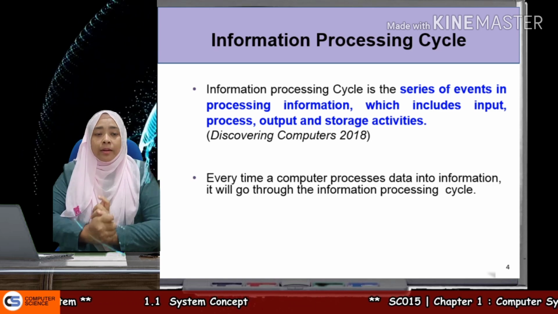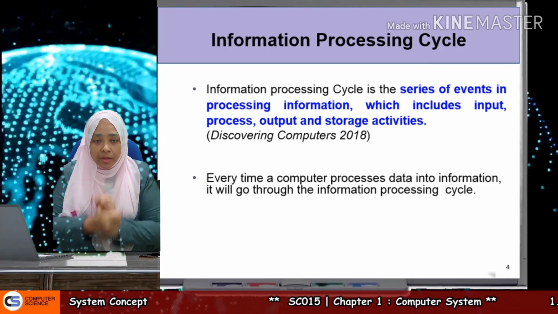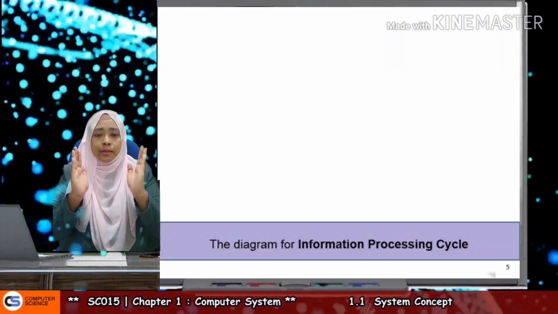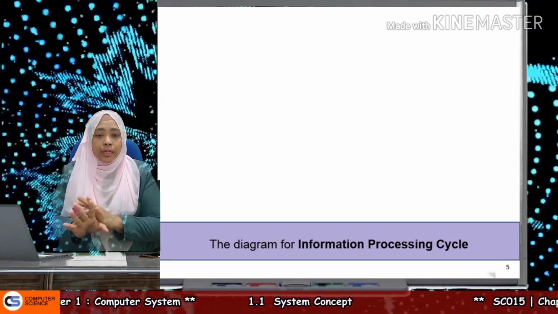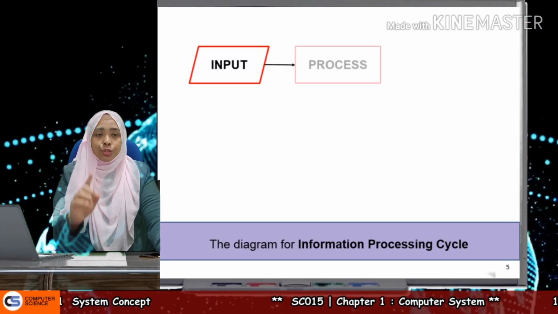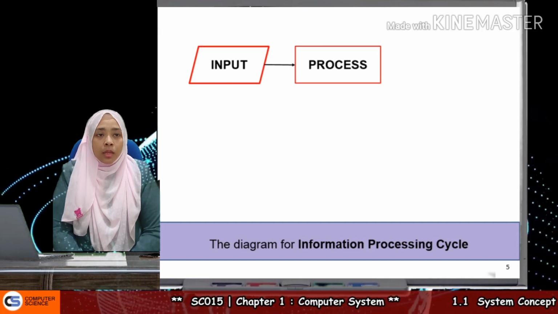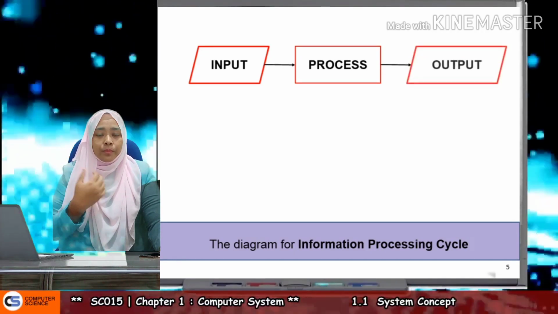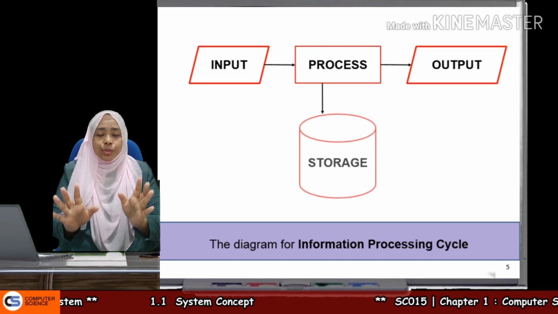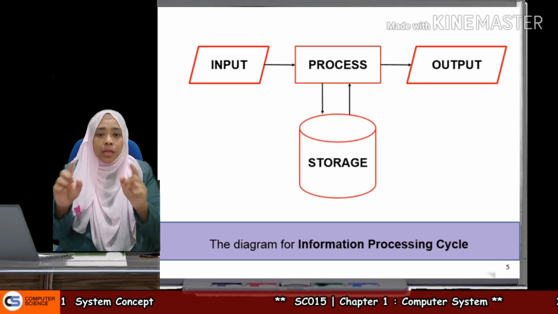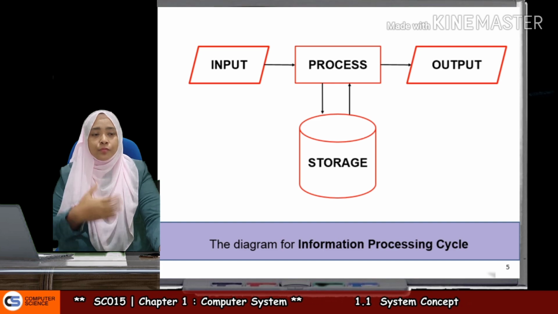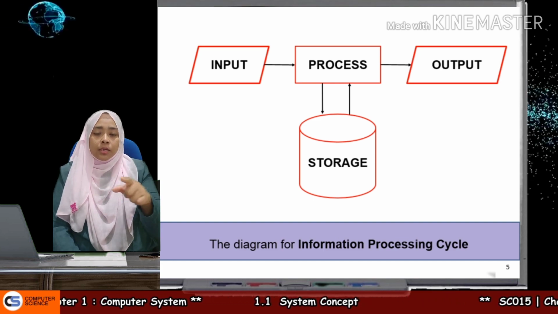Next, how to draw the diagram for the information processing cycle. This part is also very important. First thing, the input we must draw in a parallelogram shape. We cannot draw in any other shape, only the parallelogram shape for input. And we have an arrow; make sure the arrow is not hanging, it must touch the diagram. And then the next step is process. Process must be put in a rectangle shape, followed by an arrow touching the shape of the output. Input and output must be drawn in a parallelogram shape, and process must be drawn in a rectangle shape. And then we have storage, so we have an arrow up and down for storage, and storage we draw in a cylinder shape.